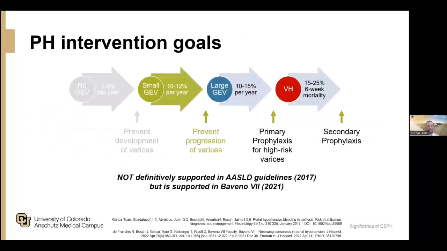Now, the study I just showed you was published in late 2017, and our most updated AASLD guidelines on portal hypertension management, specifically relative to bleeding and varices, were published in early 2017. So our AASLD guidelines do not support use of, in this case, carvedilol to prevent progression of varices. However, the updated Baveno guidelines, which were developed in 2021 and published in 2022, do explicitly state that this should be used to prevent decompensation, which includes progression of varices.